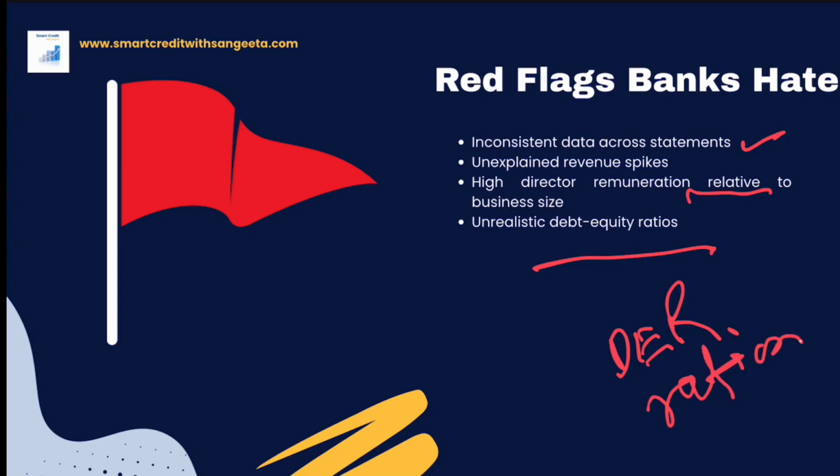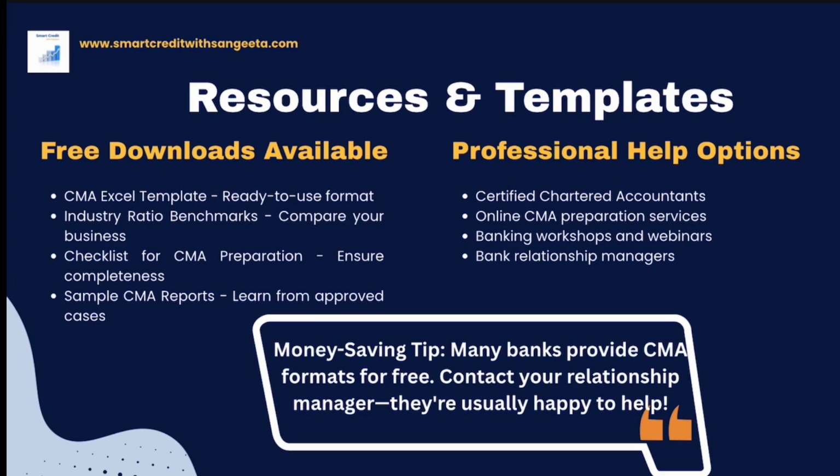Okay. Now let's go to resources and templates as promised. Free downloads available are the CMA Excel template, a ready to use format. You can download it from my website smartcreditswithsangeeta.com. Industry ratio benchmark, to compare your business. You can calculate it from there also.